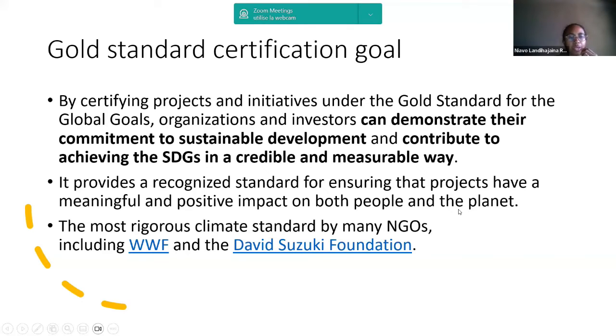Okay, so by certifying projects and initiatives under the Gold Standard for the Global Goals, organizations and investors can demonstrate their commitment to sustainable development and contribute to achieving the SDGs in a credible and measurable way. And the Gold Standard is the most rigorous climate standard, recognized by many organizations, including the WWF and the David Suzuki Foundation.